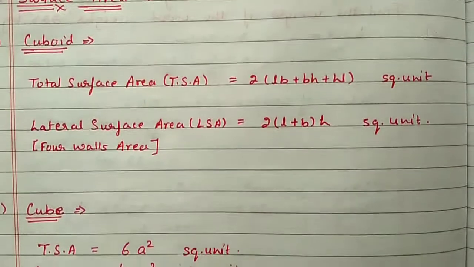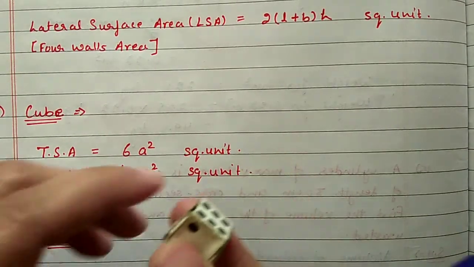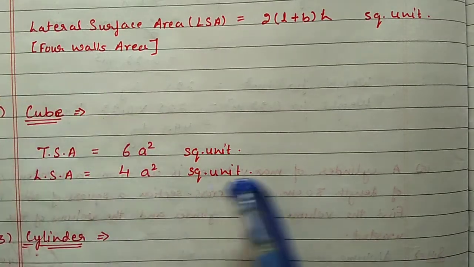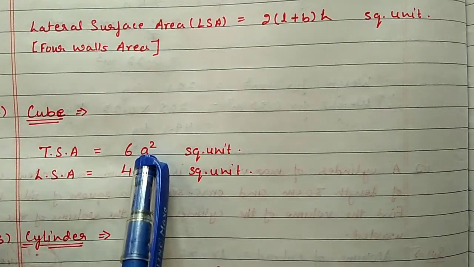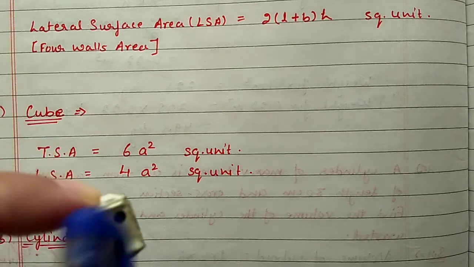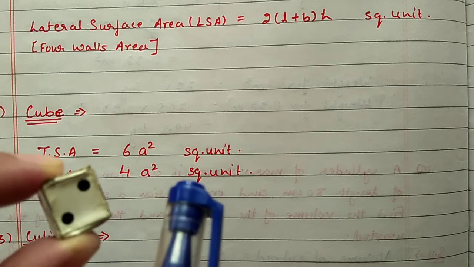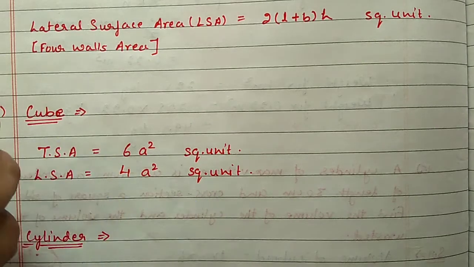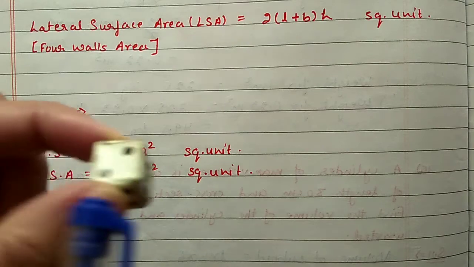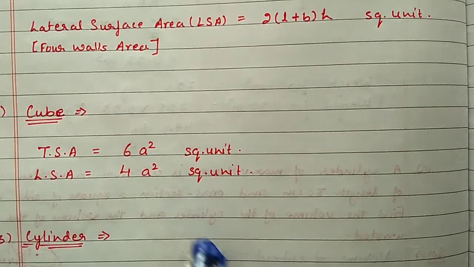Second solid we have is the cube. Cube is like this dice, and here also total surface area will be 6a square because it has 6 faces, 1 2 3 4 5 6, and each face is equal, so 6a square. And lateral surface area means only 4 walls we have to count, so for that 4a square.